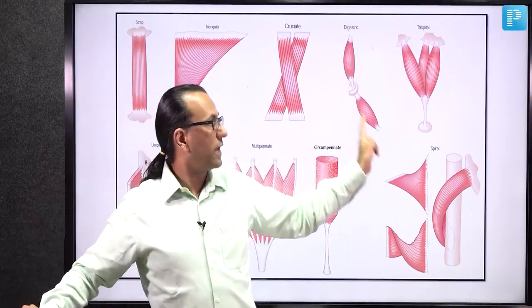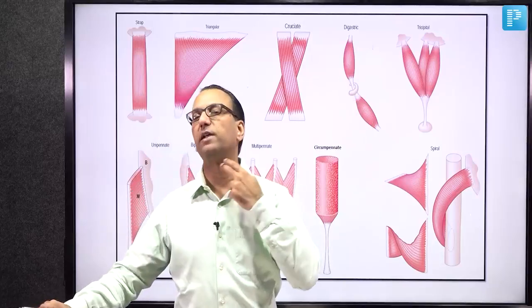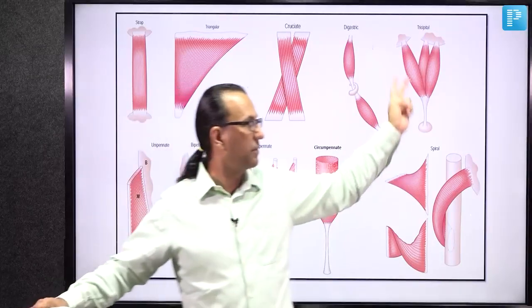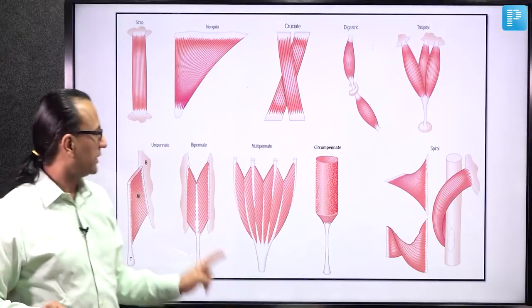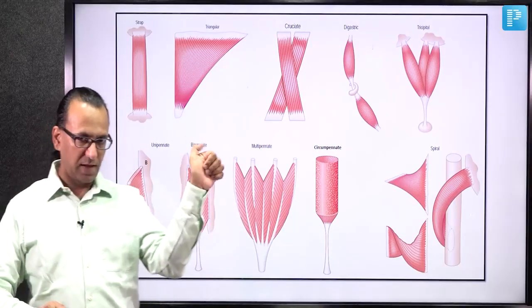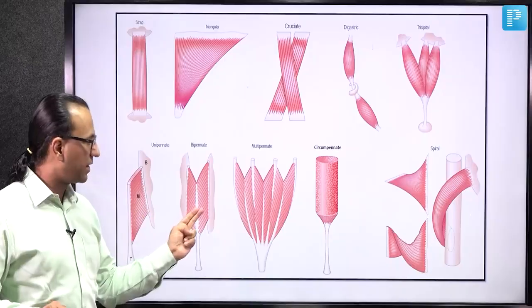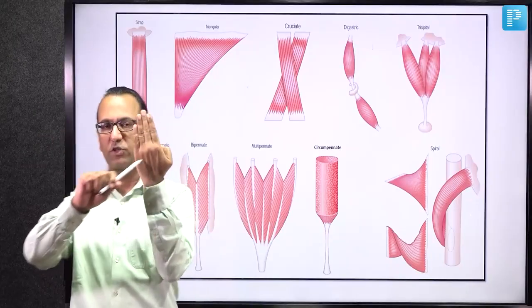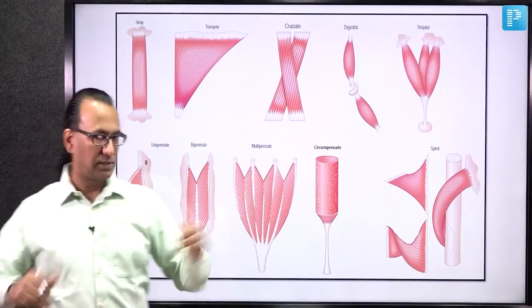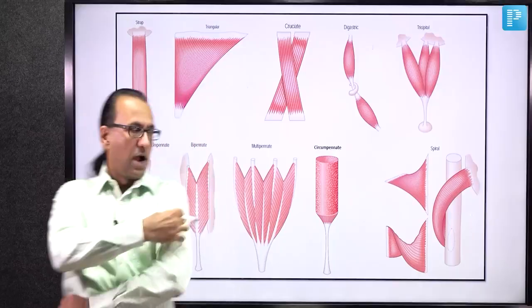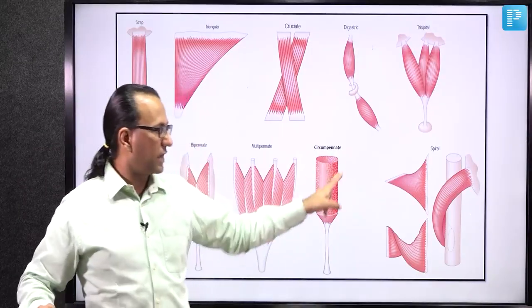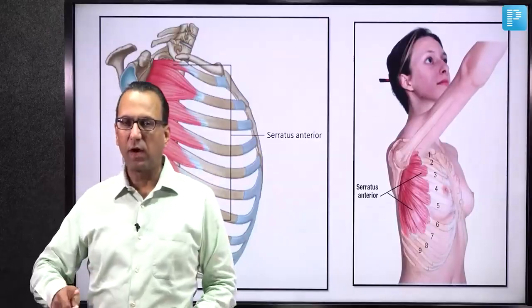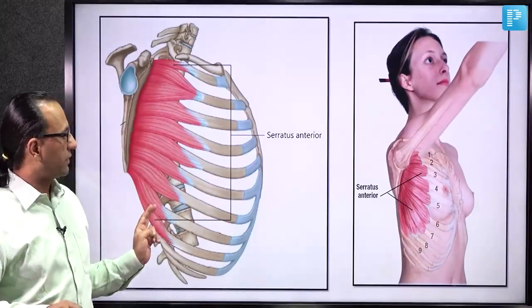If you are talking about the digastric muscle, anterior belly, posterior belly of digastric. If we are talking about tricipital muscles like the triceps muscle here having 3 bellies, then it is about the unipinnate, which could be flexor pollicis longus. It is the bipinnate muscle, which could be the dorsal interosseous, or it is the multipinnate muscle, that could be the deltoid muscle here. And when it comes to circumpinnate, it is in the lower limb, that is the tibialis anterior muscle. And then we look at the origin insertion of the serratus anterior muscle.